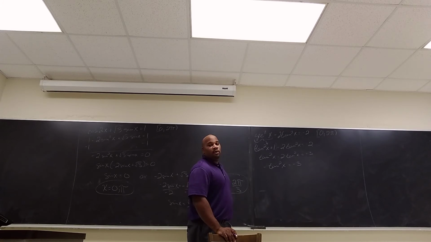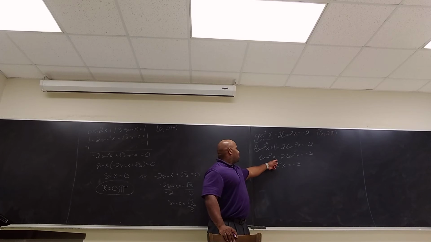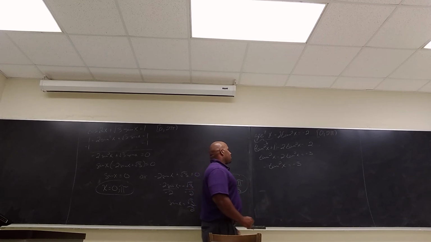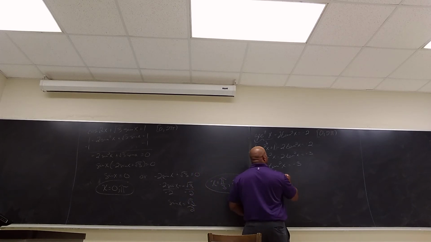I couldn't see that on the board, believe it or not. I could see it on my paper. If it was plus, you could factor that? No, if it was plus, I just add them together. It's 1 and negative 2, so I'm just subtracting. Oh, okay. So now I got negative tan squared x equals negative 3. I can divide by negative 1 and get tan squared x equals 3.